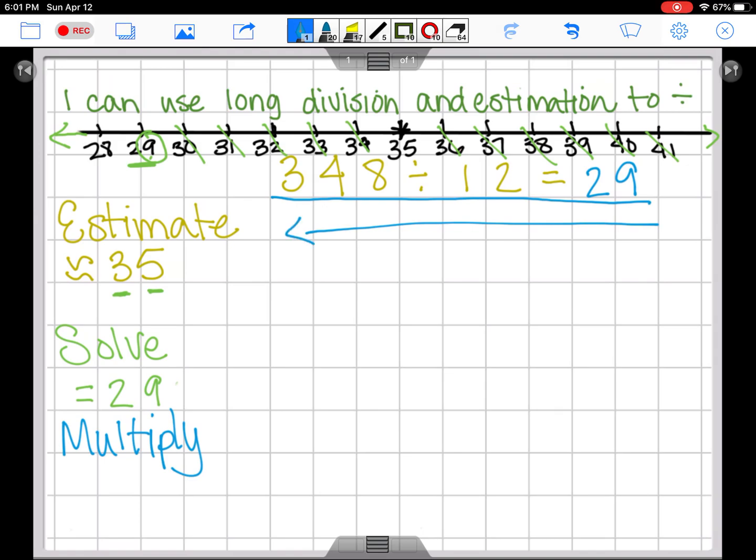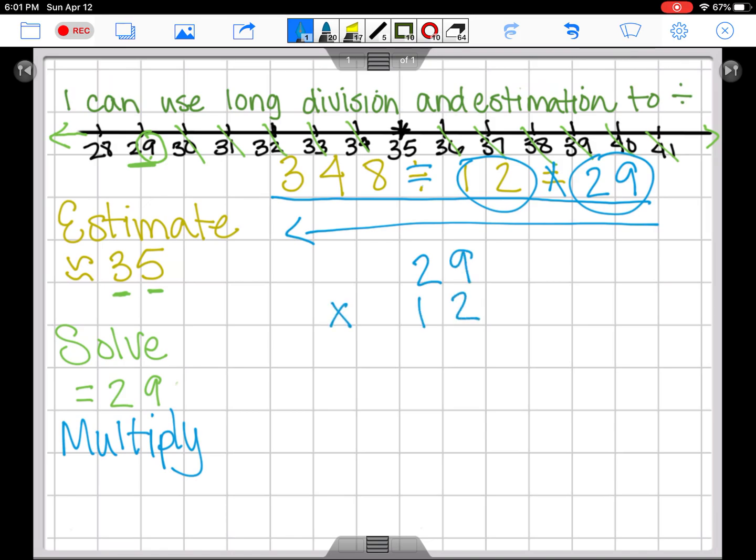So we want to have 29 multiplied by 12 should equal 348. You can even put that in there. Should equal 348. And that is one way to look at it. We're also going to remember that we are multiplying our quotient by our divisor. So let's check that out and see how we did.